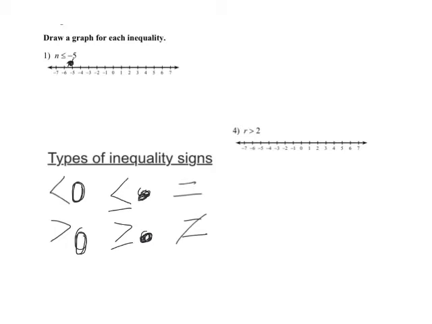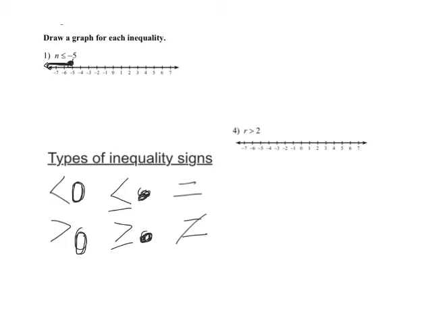Alright, so now I need to draw a line either going to the left or to the right. Now, in my original equation it said n is less than, which means it's going to be smaller than that number. So my arrow will be going this way. So that's what it would look like graphed.